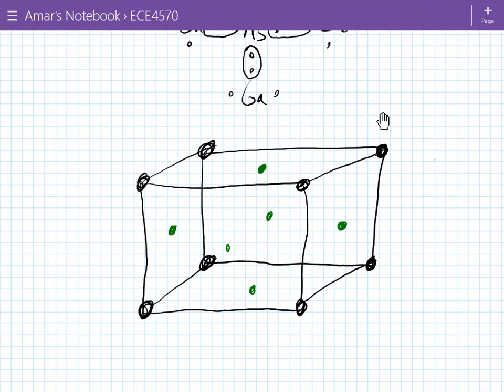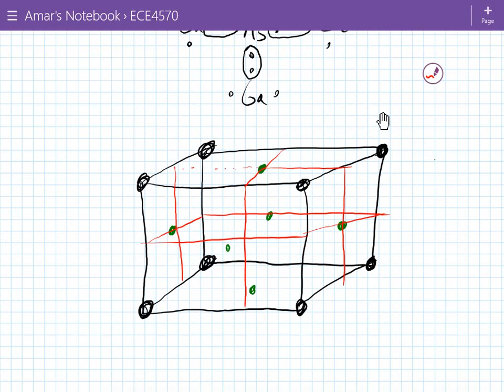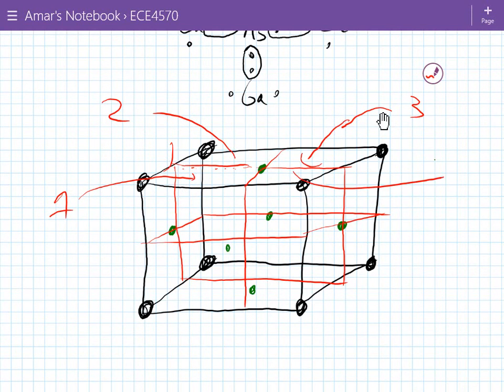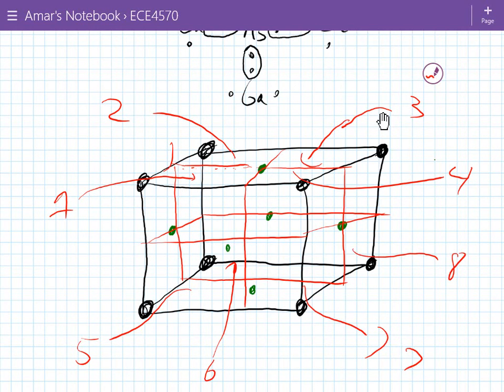If we were to divide this cube into eight smaller cubes, so if we go like this, all right, so I've sort of broken this up into eight smaller cubes. So this would be one. This cube here would be two. This cube here would be three. And this cube here would be four. This cube here would be five. This one is six, this one is seven, and this one is eight. We've broken up the cube into eight smaller cubes.